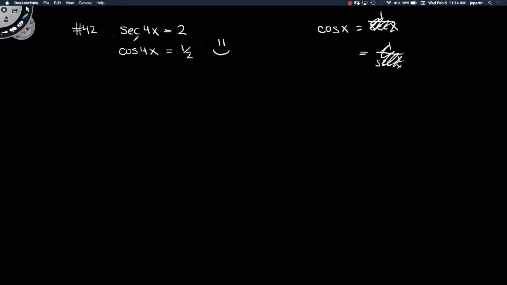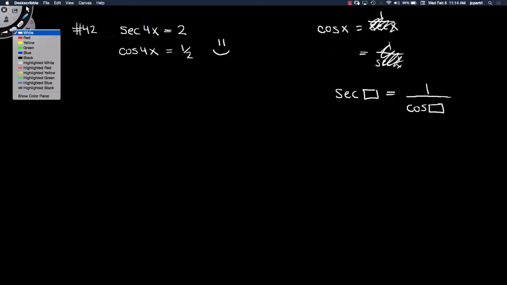The secant, by definition, is the reciprocal. Secant of a square is by definition 1 over cosine of that square. So it doesn't matter what you have inside the secant. You don't reciprocate that. Okay. Yeah, I had no idea what to do with the number inside, so that would explain some things.